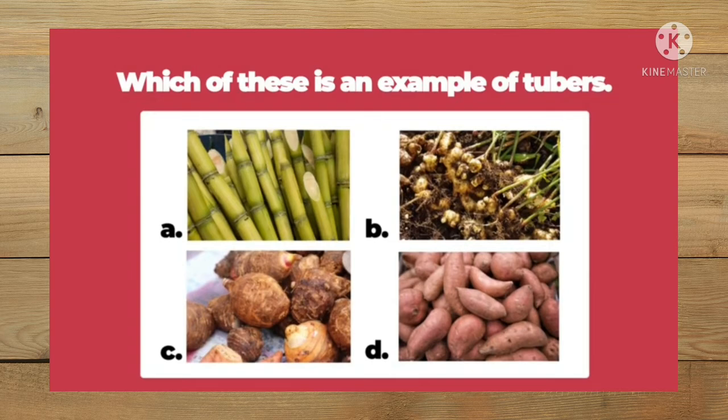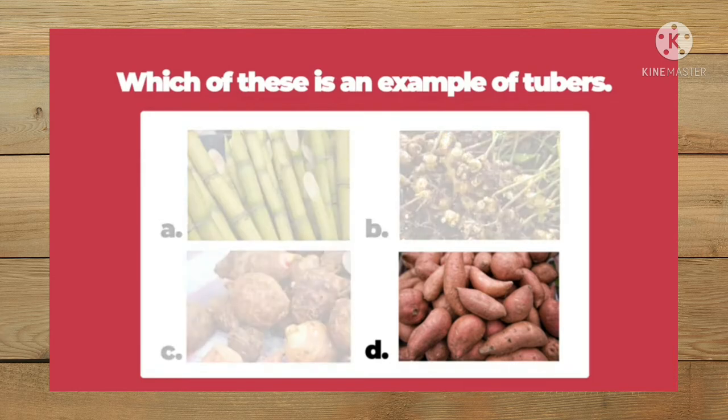Number 2. Look at the pictures. Which of these is an example of tubers? A. Sugarcane. B. Ginger. C. Taro. D. Sweet potato. If your answer is letter D, sweet potato, then you are correct. We can propagate sweet potato through tubers.